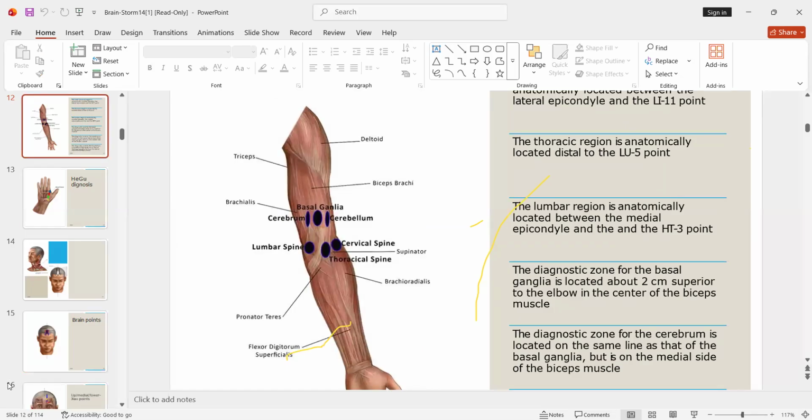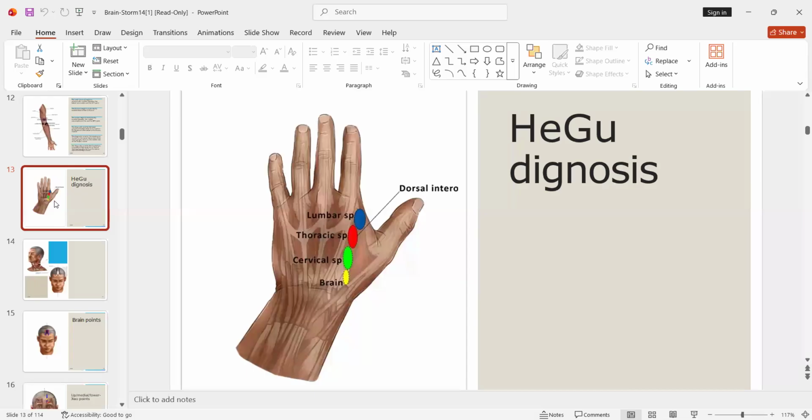Then on lateral, there is lumbar spine, and on the ulnar side, there is lumbar spine and cerebrum. All these points are for diagnose. Okay. First of all, then go for next. He could diagnose.